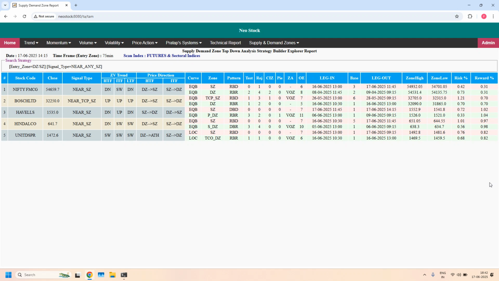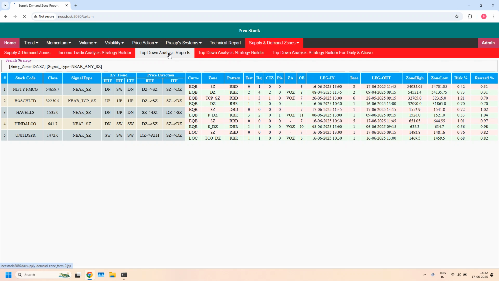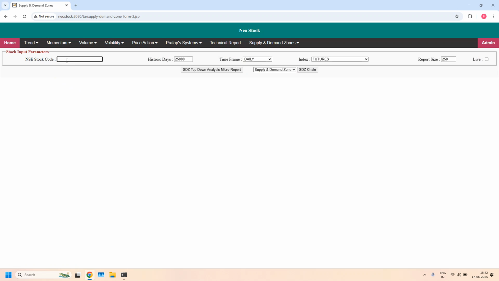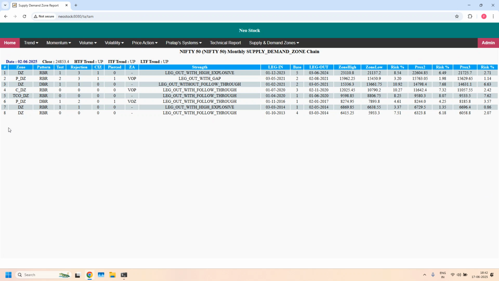Next reports are about NIFTY and BANKNIFTY supply demand zone chain. Starting with NIFTY, I'm starting with the monthly time frame, generating the NIFTY supply demand zone chain. So this is the NIFTY supply demand zone chain.